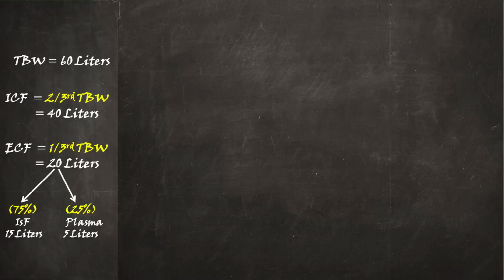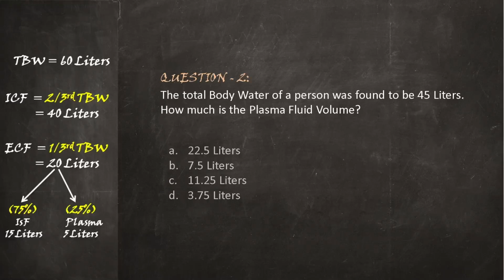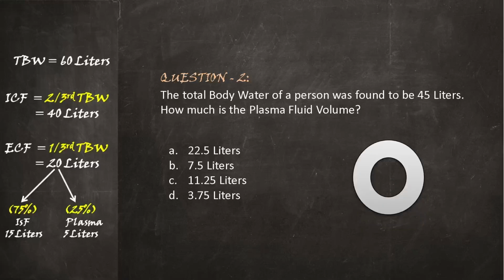Here is the second question. The total body water of a person was found to be 45 liters. How much is the plasma fluid volume? Let me start the timer again. Your time starts now.